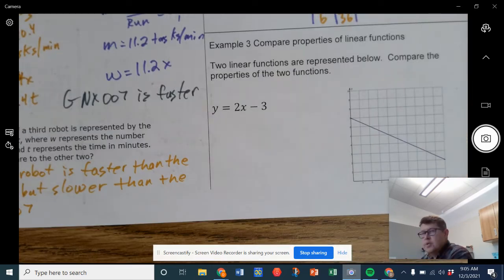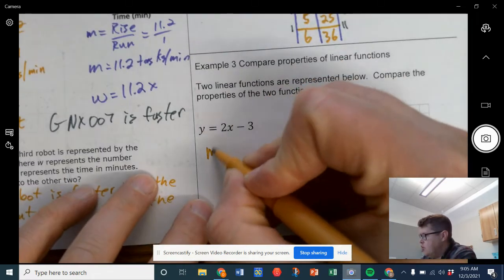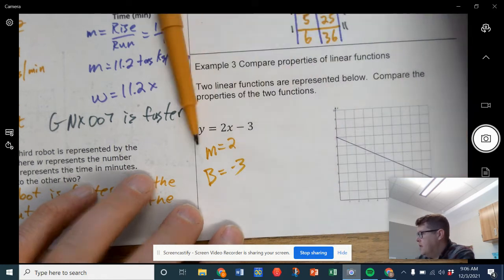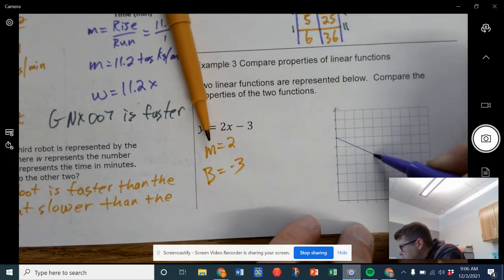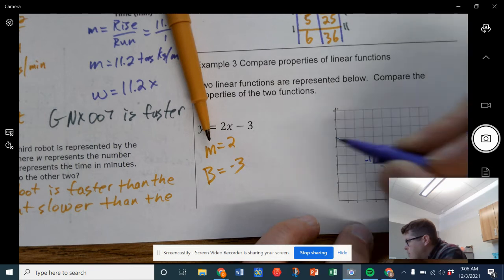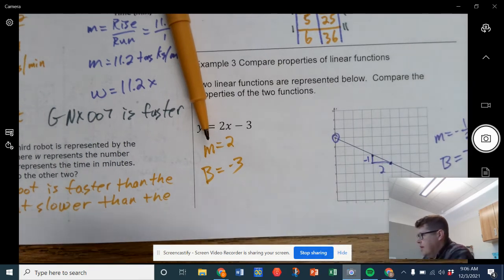Okay, two linear functions are represented below. Compare the properties of the two functions. Well, for this one, we have a slope of 2. We have a y-intercept of -3. For this one, let's see here, go point to point. We go down 1, right 2, so we have a slope of -1/2. And we have a y-intercept of 7. So those are the differences here.